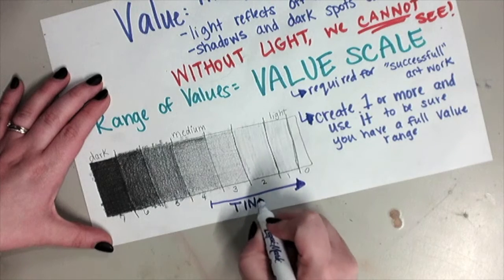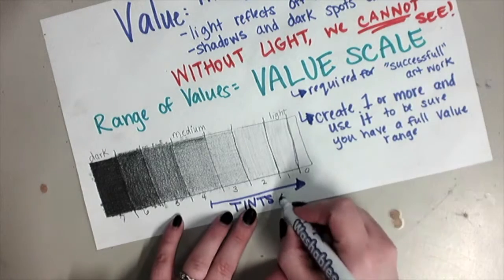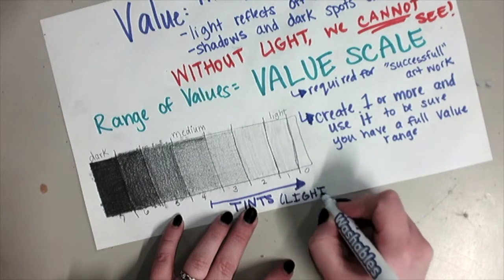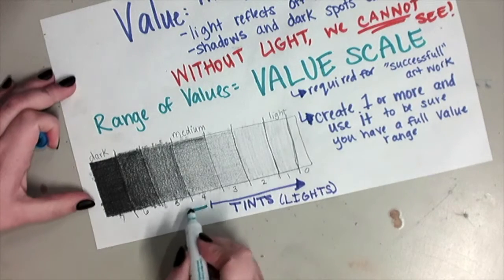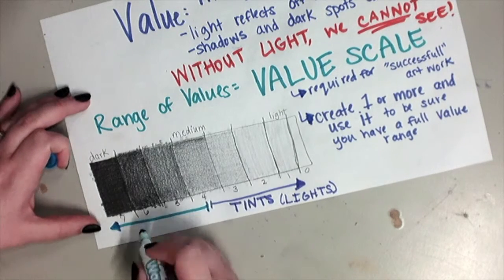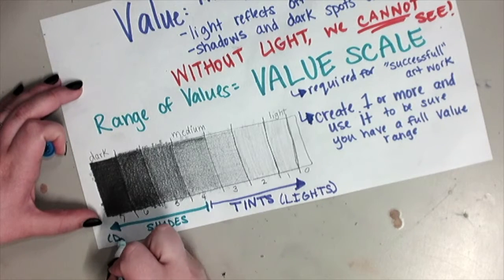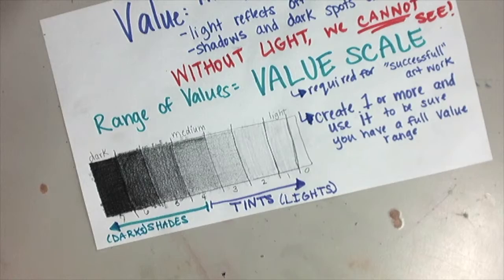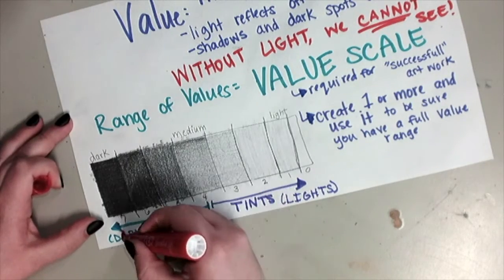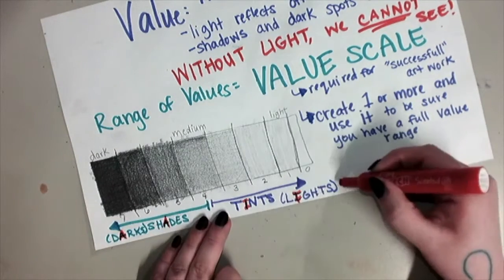Now from the middle to the light side, these are called tints, or the light versions of the color. From the middle to the other side is called the shades. This is the dark parts. Tints and shades are important to know. You can remember them because shade has an A like dark and tint has an I like light.